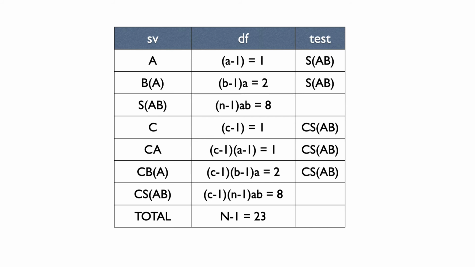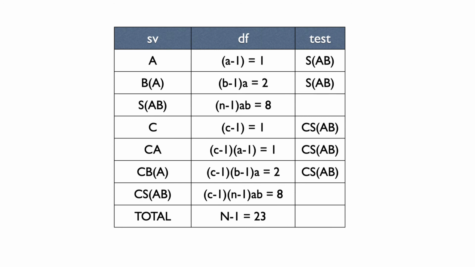N minus 1, so that was 3 minus 1 is 2, times 2 levels of A. Right? 2 times 2 is 4. Times 2 levels of B. There are 2 levels of B within each level of A. That's going to be 8. And then 1, 1, 2, 8. You add them up. 1 and 2 is 3, and 8 is 11, 12, 13, 14, 15, and 8 is 23. We did it right.